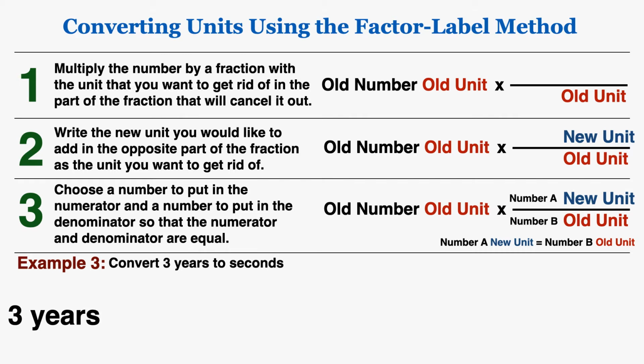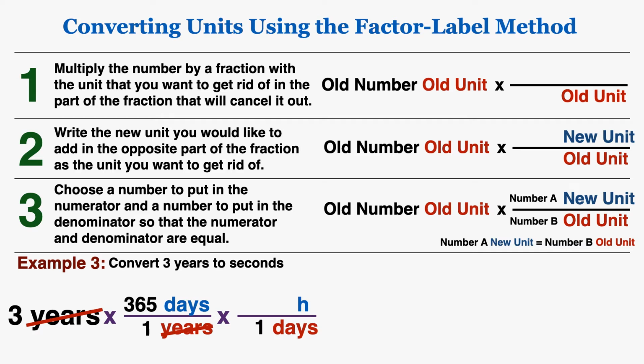So I start with 3 years. And I don't know how many seconds are in a year, but I can make the time smaller and smaller until I get to seconds, because I know how many days are in a year, so I'll put days in my numerator and years in my denominator. For every 1 year, there's 365 days. And I also know how many hours are in a day. For every 1 day, there are 24 hours. And I also know how many minutes are in an hour. And I know how many seconds are in a minute.